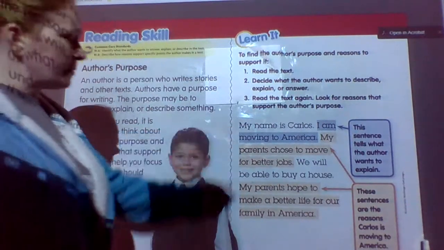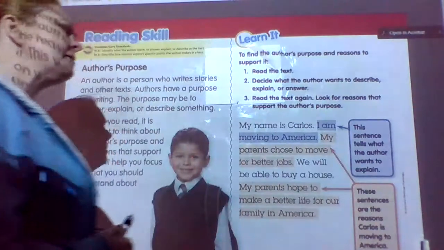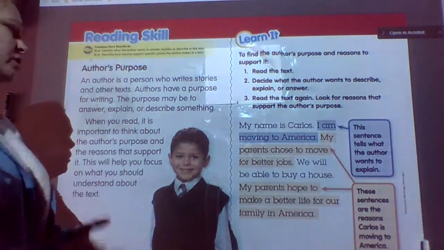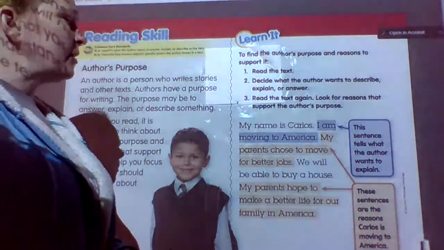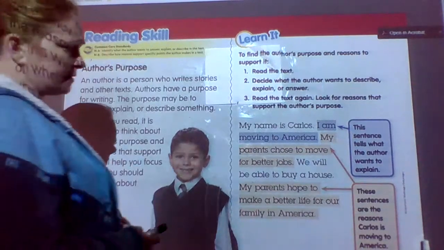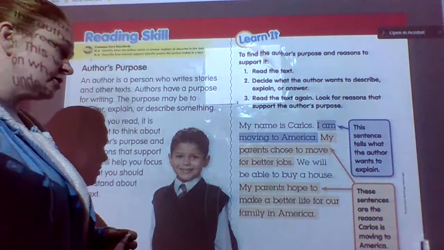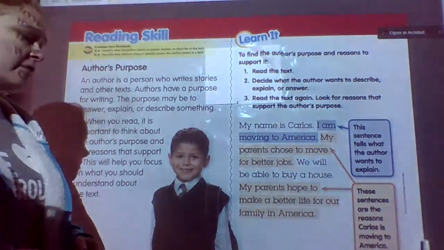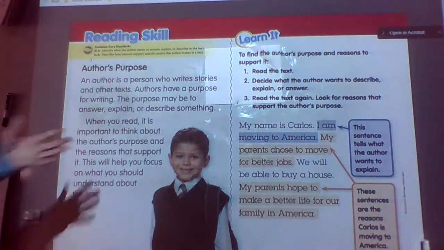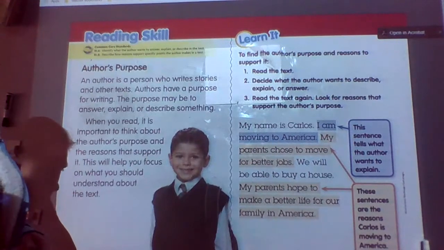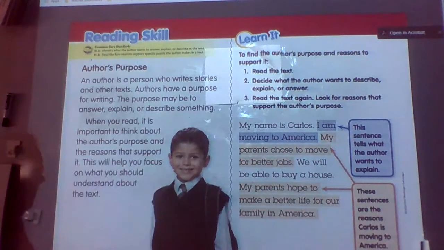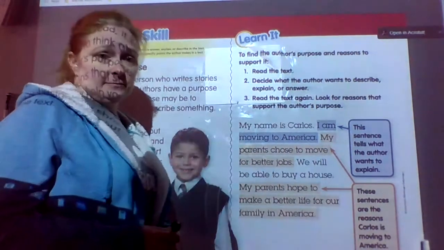So I'm going to read this to you. My name is Carlos. I am moving to America. My parents chose to move for better jobs. We will be able to buy a house. My parents hope to make a better life for our family in America. So what is Carlos trying to tell you? Well, Carlos is trying to tell you that he's moving.